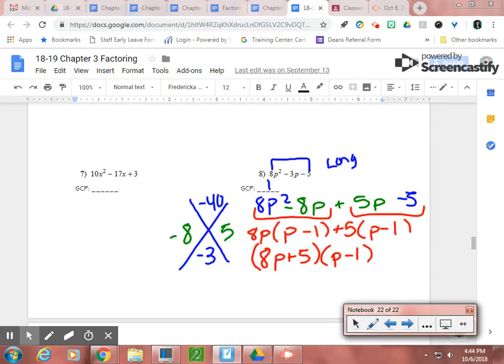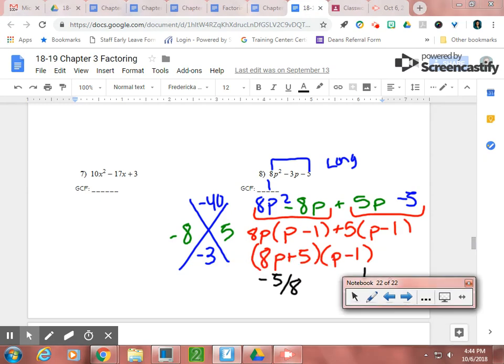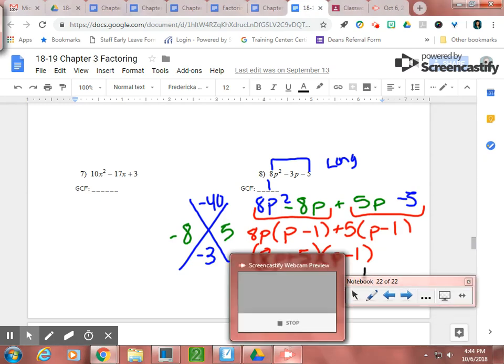And if you want your exact solutions for these, set them equal to 0. This one's the easy one because you would just add 1 to the other side to get 1. This one you'd subtract 5 and then divide by 8 to get your two solutions. And that's a pretty decent review of just general factoring.